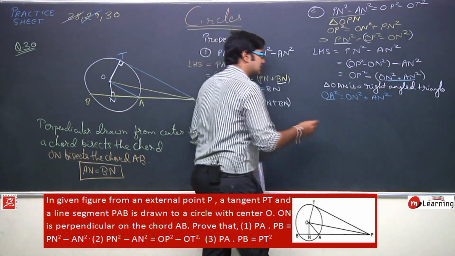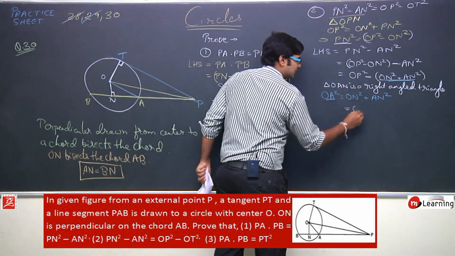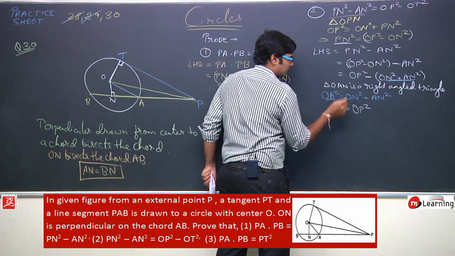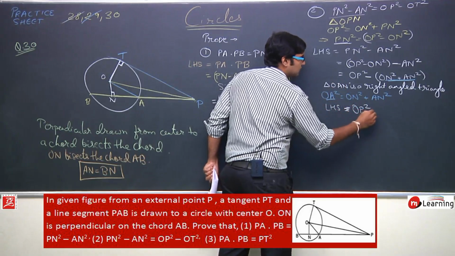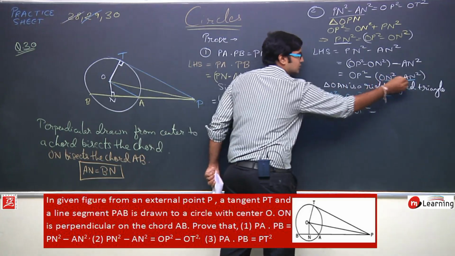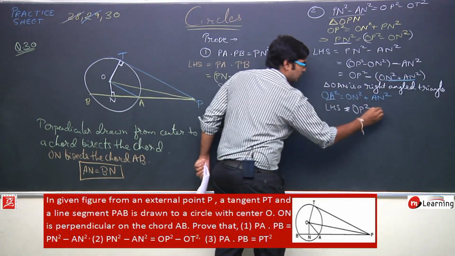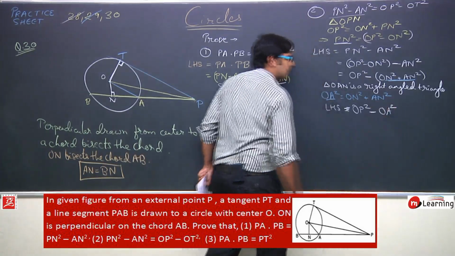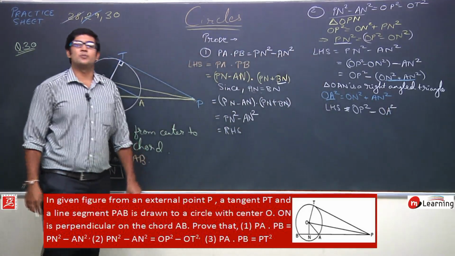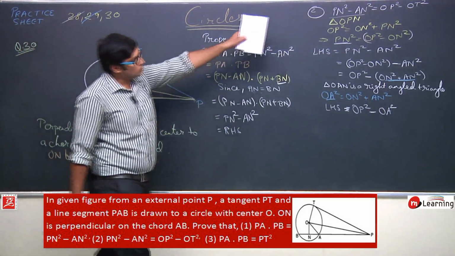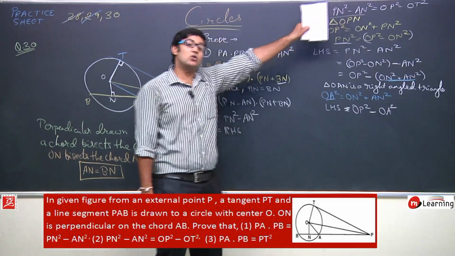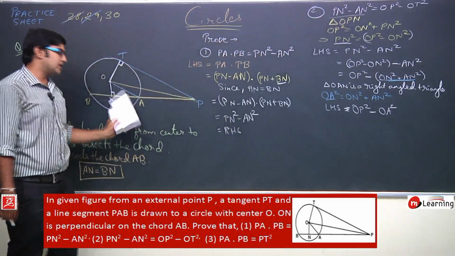So what you will get is this particular is equal to OP square. So this LHS is equal to OP square minus, in place of ON square plus AN square I have written OA square. So LHS is OP square minus OA square. Now but I want OT square. I want OT square. I do not want OA square.